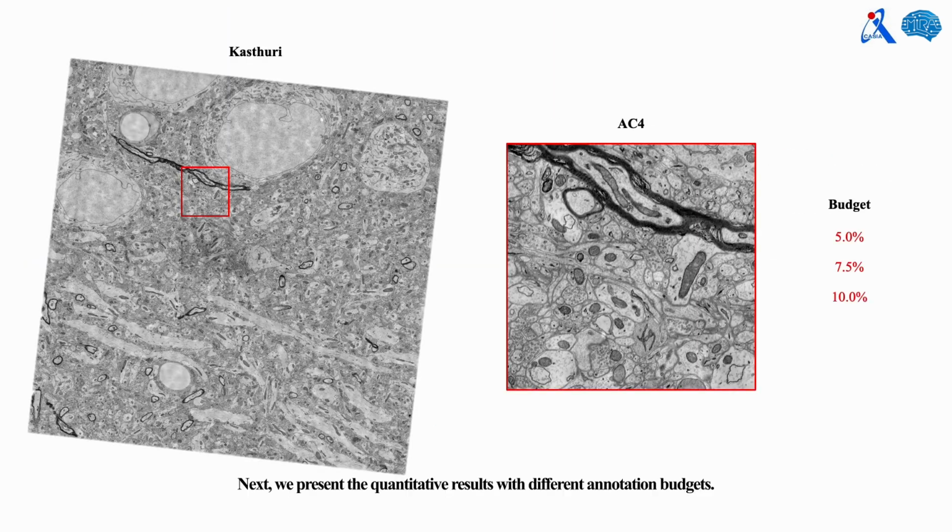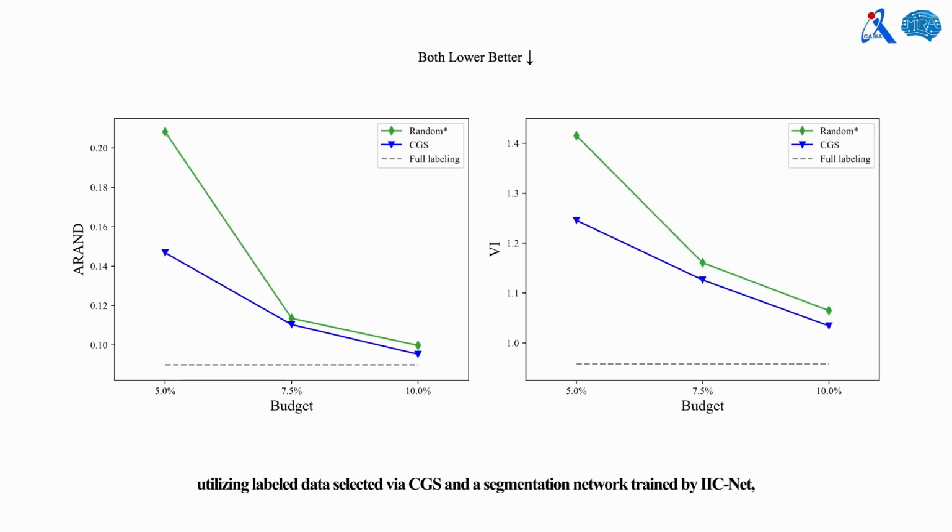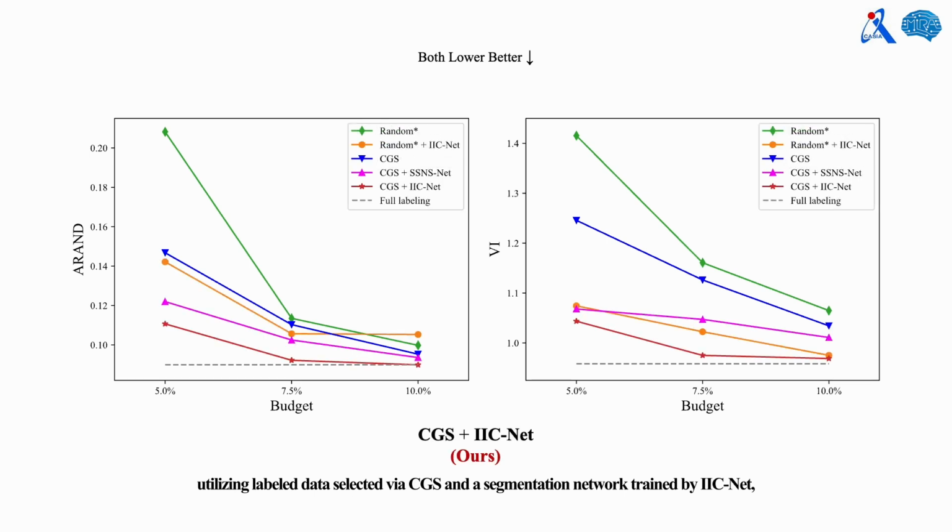Next, we present the quantitative results with different annotation budgets. In the semi-supervised setting, the proposed framework, utilizing labeled data selected via CGS and a segmentation network trained by IICNet, demonstrates consistent improvements over other combinations across all annotation budgets. It achieves comparable performance with fully supervised methods, even with only 10% labeled data.